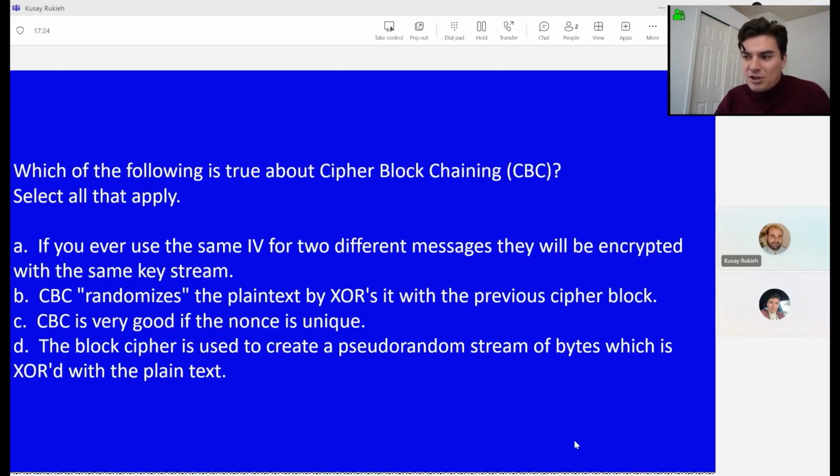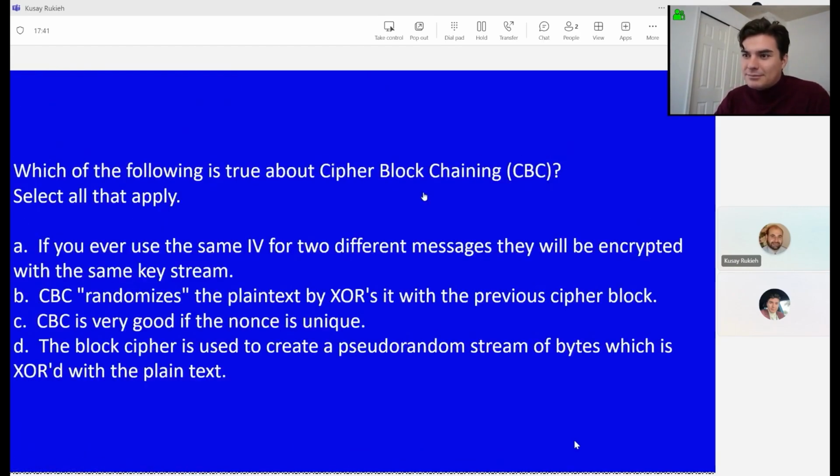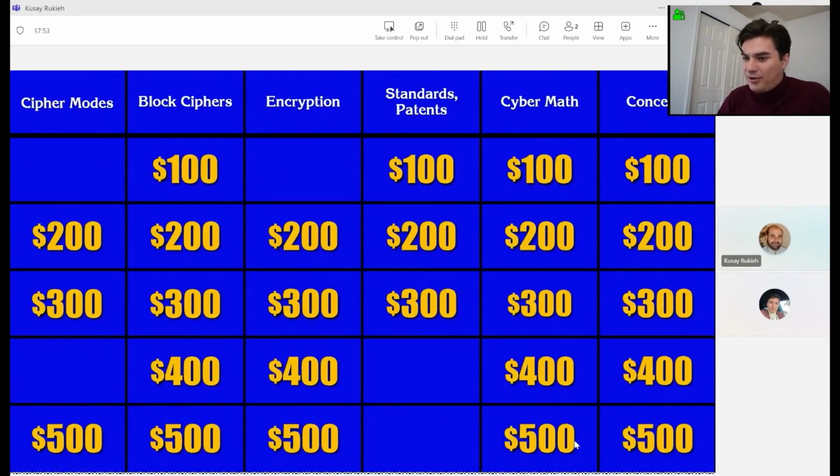The block cipher is used to create a pseudo-random stream of bytes, which is XORed with the plaintext. I really like B. B and only B. You are correct. Hence the concept of chaining, right? That's the definition: the previous block, right? Yes. Block ciphers for $400.